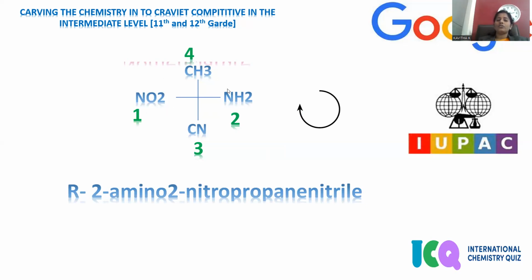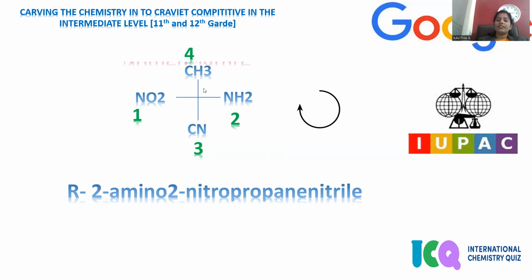Move on to 1, 2, 3. If you are rotating like this, if you are moving like this, what happens? It is in the clockwise rotation. This arrow is indicated in a clockwise manner. If you are moving in a clockwise manner, the configuration will be R. Anti-clockwise is S, but here it is R configuration.